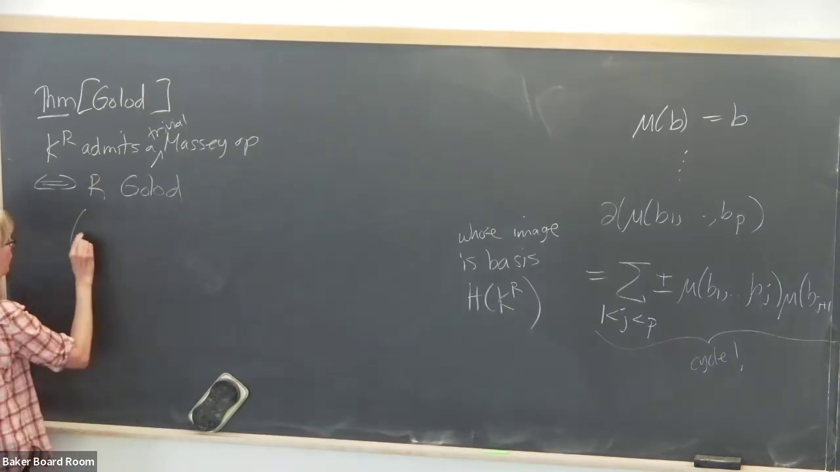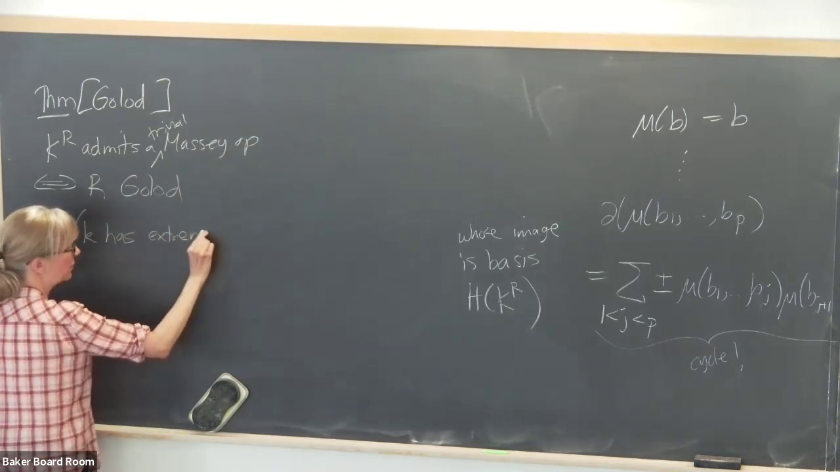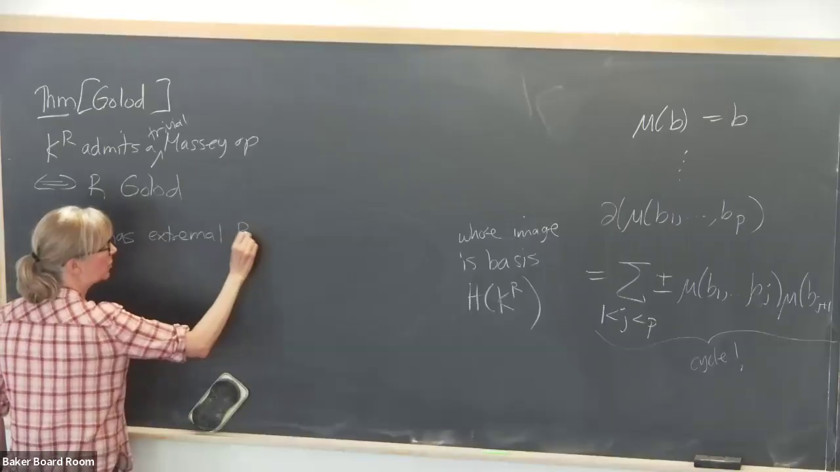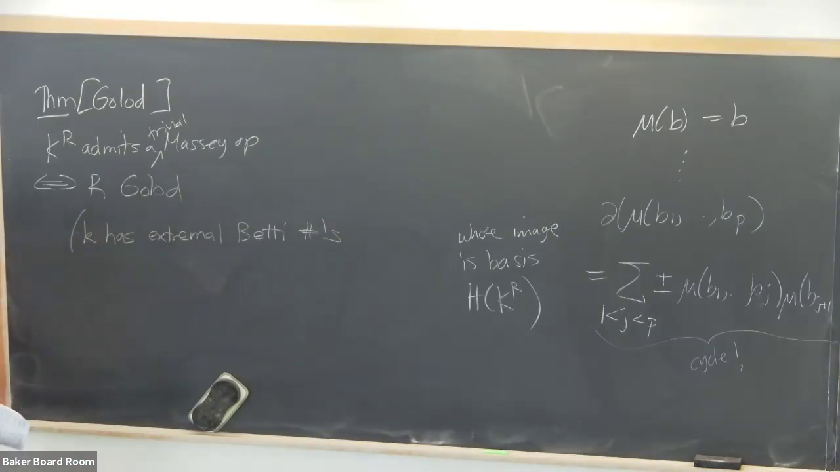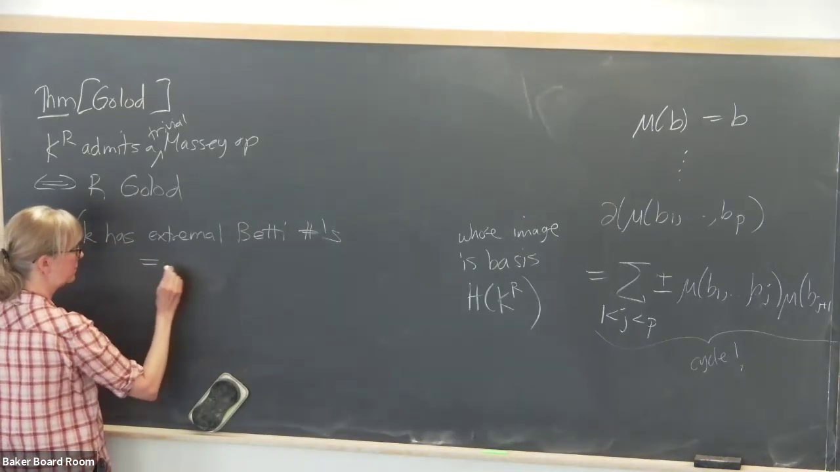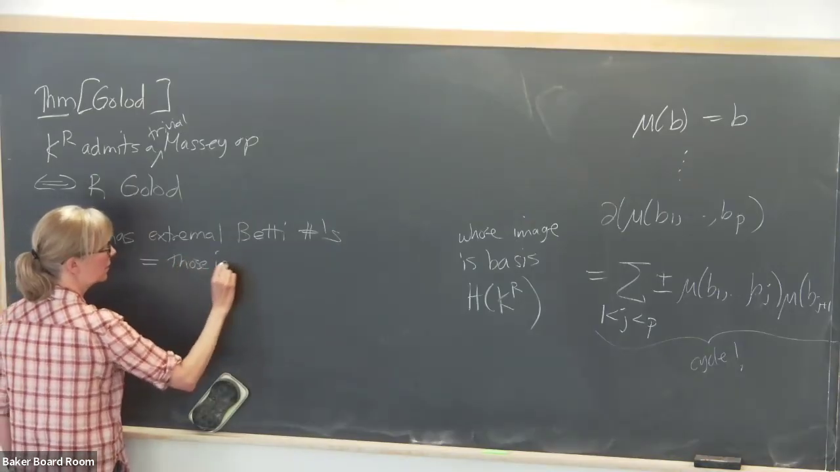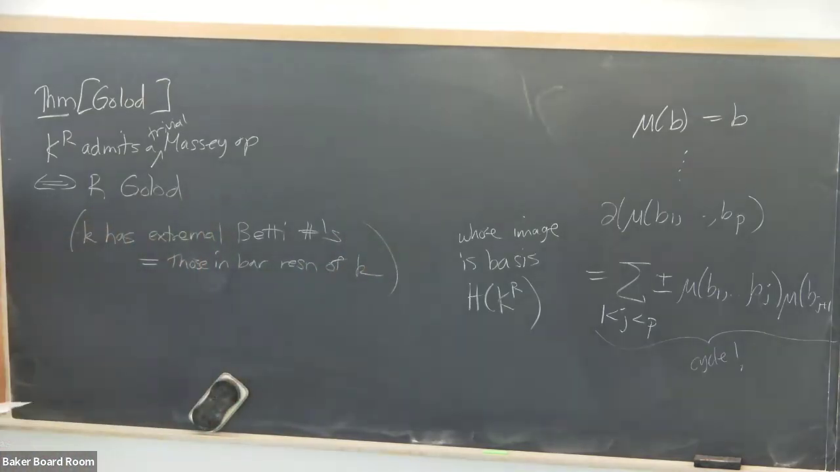if K, the residue field, has extremal, this is kind of a circular definition, but anyway, has extremal Betti numbers. And in what sense extremal? There's some upper bound. Essentially, what this means is equal to those in the bar resolution. I could write a Poincare series version of it, but I will skip that. Essentially, Golod rings are the ones for which the bar resolution is minimal.